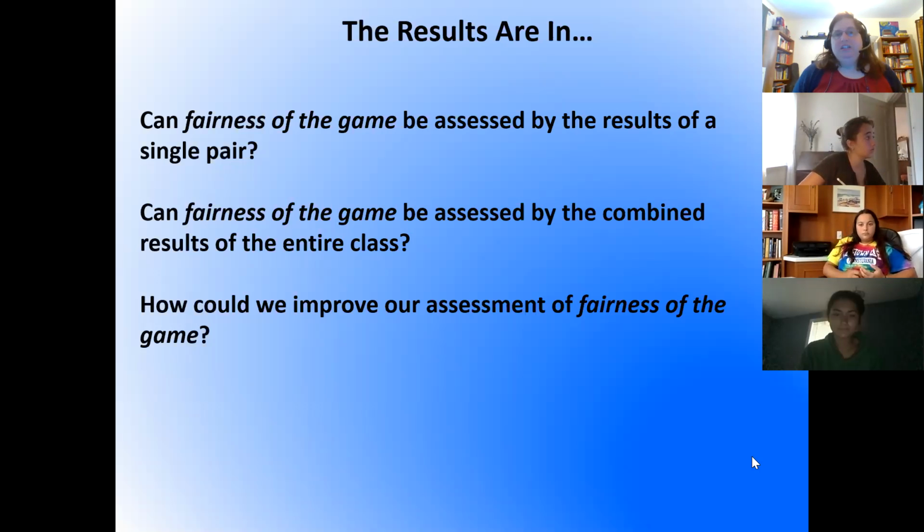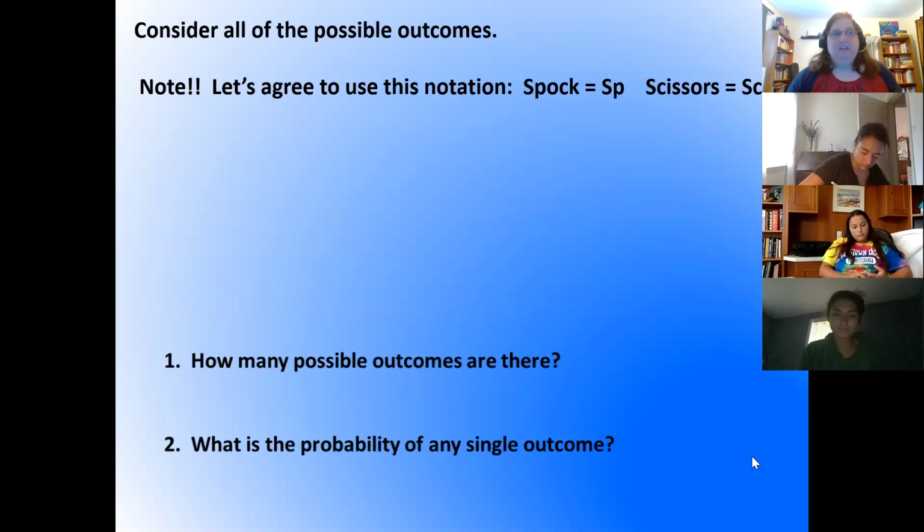And if we want to improve our assessment of the fairness of the game, what would we do? Collect more data. As opposed to having you guys run this game 15 times, maybe you'd each play it 30 times or 50 times or even 100 times. The more data we have, the more likely we are to get the right distribution, the one that would actually be suggested by probability.